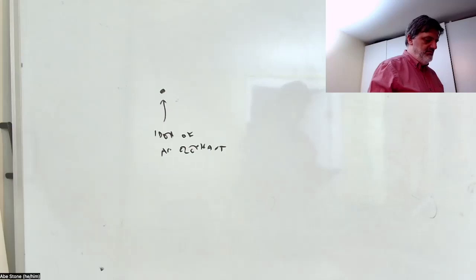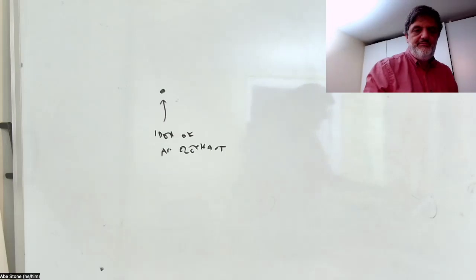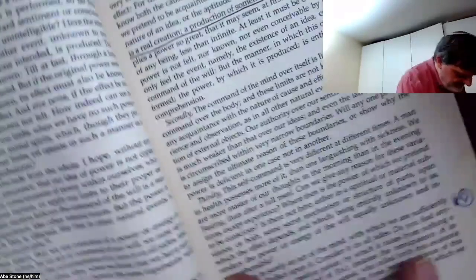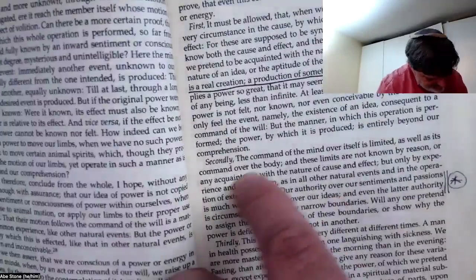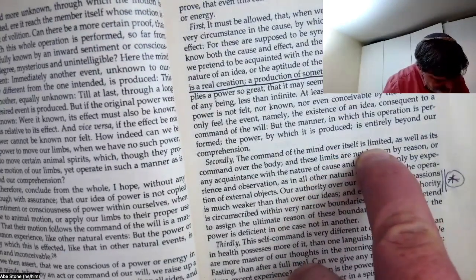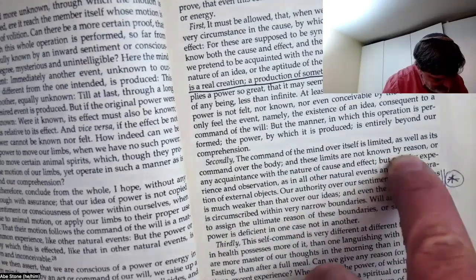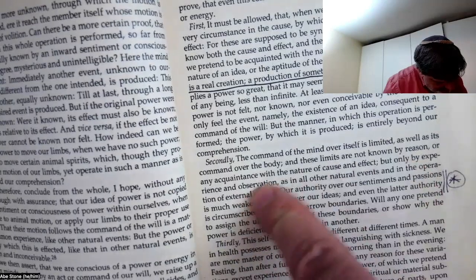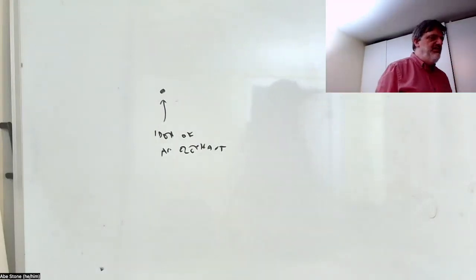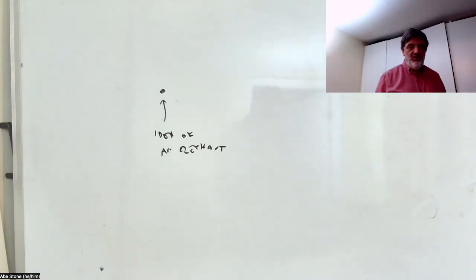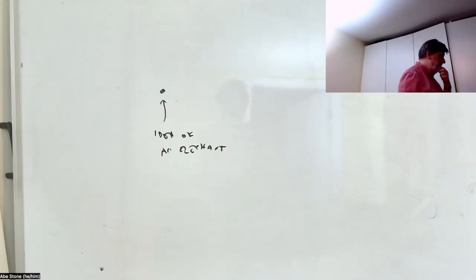later on in section seven, he says, the command of the mind over itself is limited, as well as the command over the body. And these limits are not known by reason or any acquaintance with the nature of cause and effect, but only by experience and observation. Right? So it sounds like if it's true that we can't choose what to believe, and that we can always freely combine any two ideas, we must know that from experience, right? Perhaps there's a limit to our power in that respect.